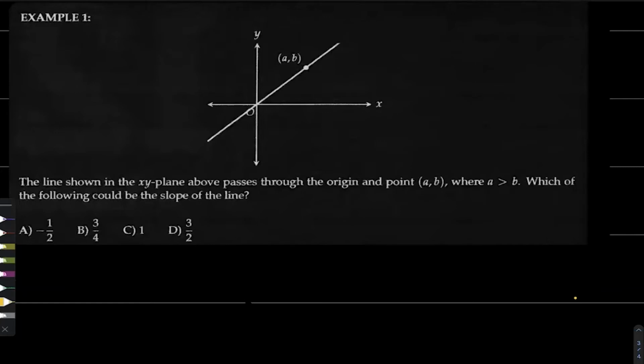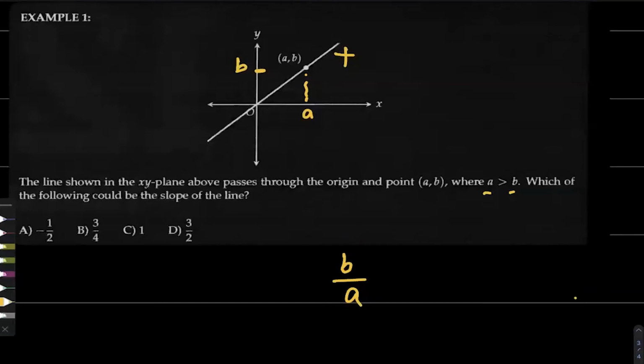Which of the following could be the slope of the line? Okay, so let's see. Is the line rising? It is, right? It's going upwards. It will have a positive slope. Secondly, we want to know what will its slope be? Its slope is going to be, what is the height? B. What is the length? A. So its slope is going to be B over A. Now they've told us that A is greater than B, which means the denominator is bigger than the numerator.